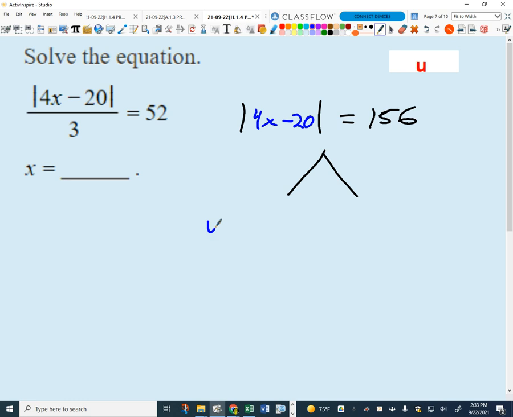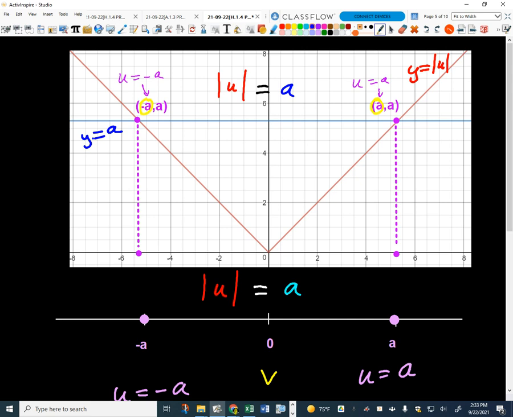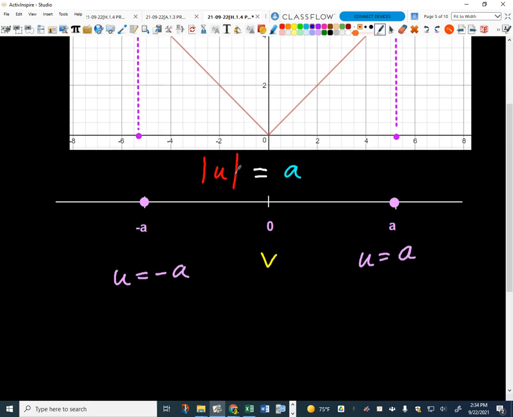There's two ways that the absolute value of 4x minus 20 can equal 156. Well, it could equal 156, or it could equal negative 156, right? In both cases, the absolute value is going to make it positive when I plug a value of x in, right? So again, here's my recipe. If I isolate the absolute value, if an isolated absolute value is equal to some number, call it a, then whatever's inside either equals positive a or it equals negative a. Okay?